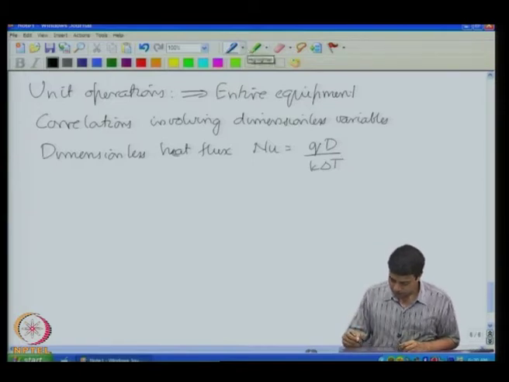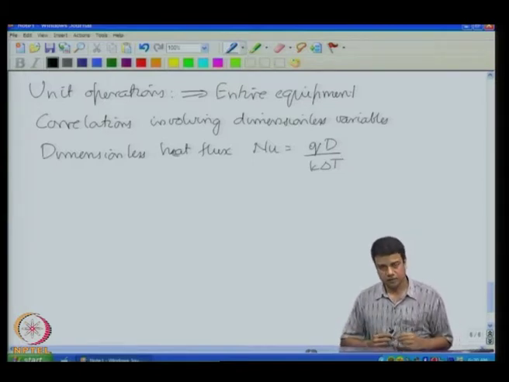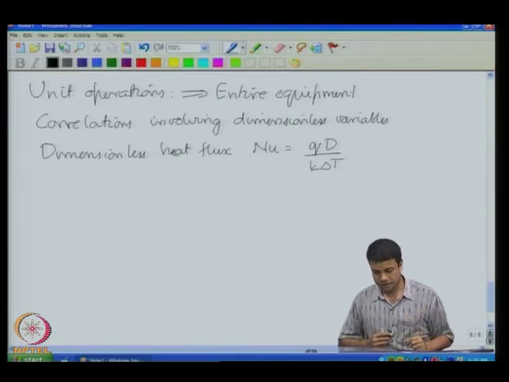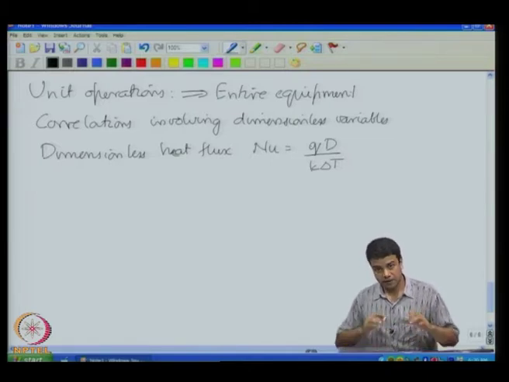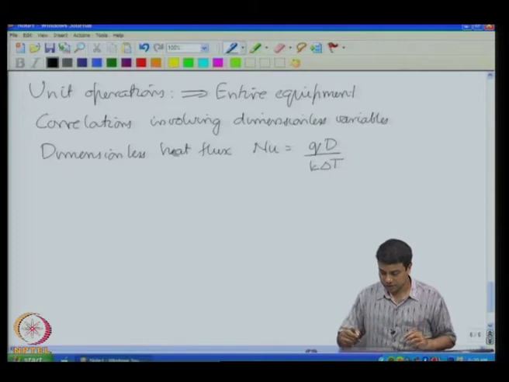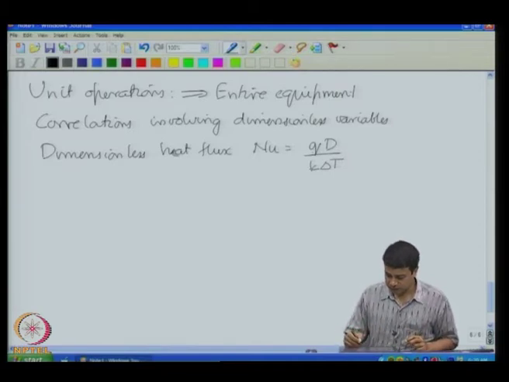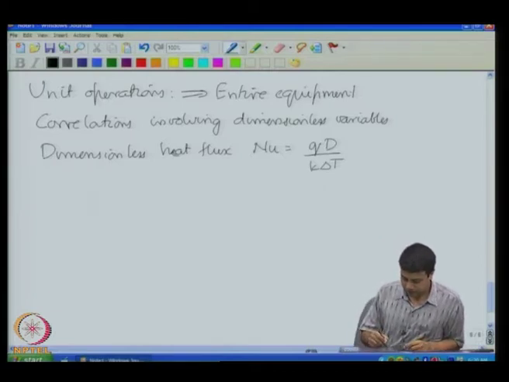where Q is the heat flux, the amount of heat transferred per unit area of the surface, averaged over the entire surface, d is the diameter of the pipe, K is the thermal conductivity, and delta T is the average difference between the shell side and the tube side. So, to draw the shell and tube heat exchanger once again.